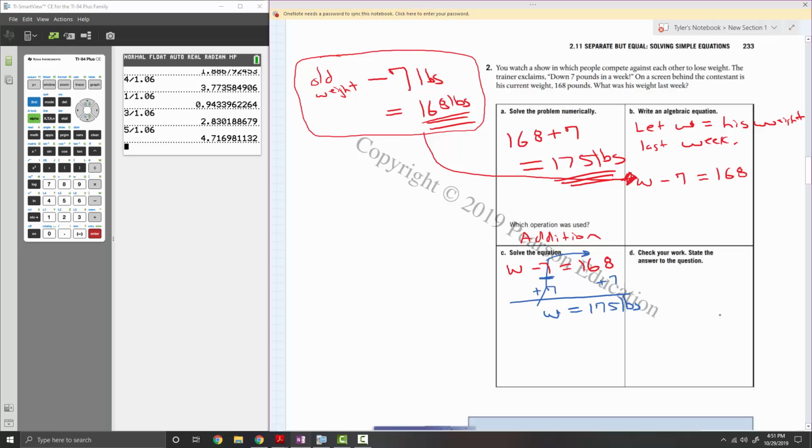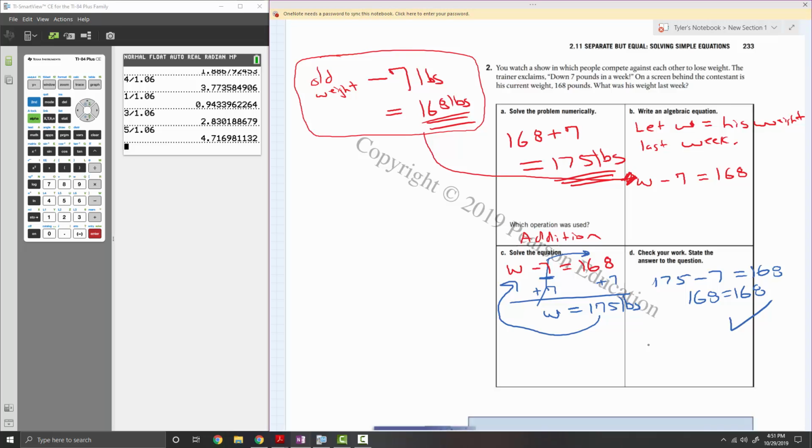And then we can check our work, right? So plug it in. We take this and plug it in for W and see if we get the same result. So you take 175 minus 7, does that equal 168? And this does equal 168. We get 168 on both sides. So it checks out, right?